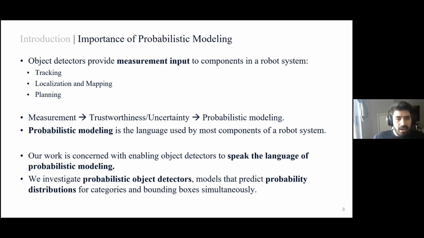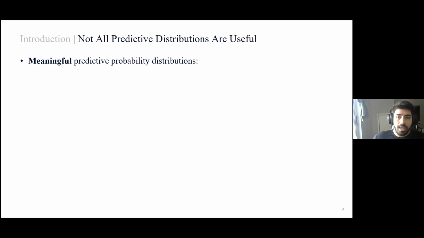In particular, I investigate probabilistic object detectors, models that predict probability distributions for categories and bounding boxes simultaneously. Keeping up with my language analogy, not all sounds generated by humans are useful for conveying information. And it's the same with predictive distributions. Not every predictive distribution is meaningful.